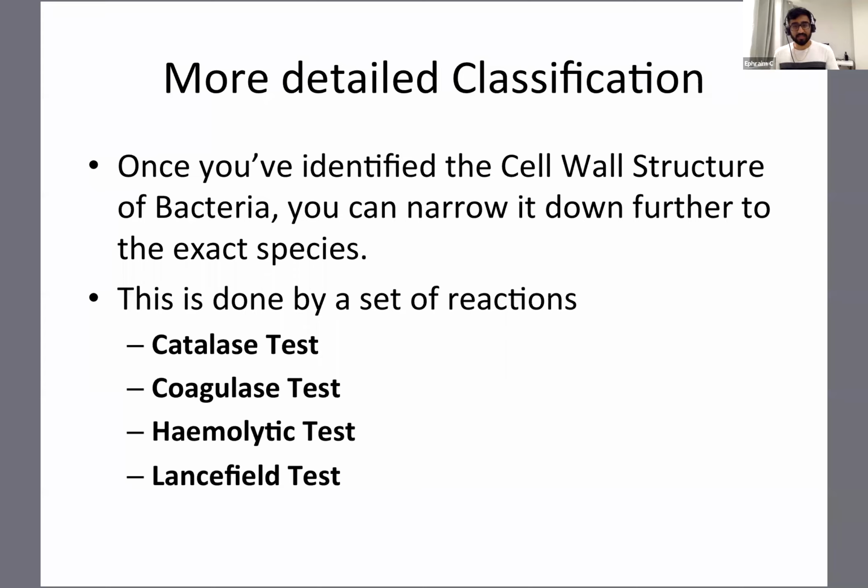So now what we've done is kind of do a 50-50. We know what the overall species of bacteria is. Is it gram-positive or gram-negative? Well, I told you there's hundreds and hundreds of species of bacteria. So we need to be a bit more detailed. We need to classify and pinpoint the exact bacteria.